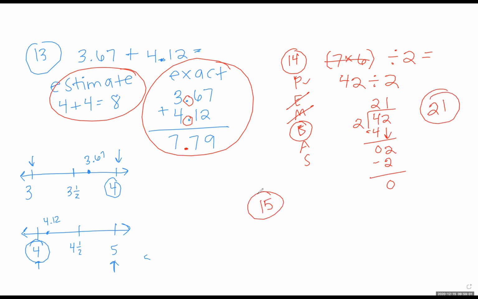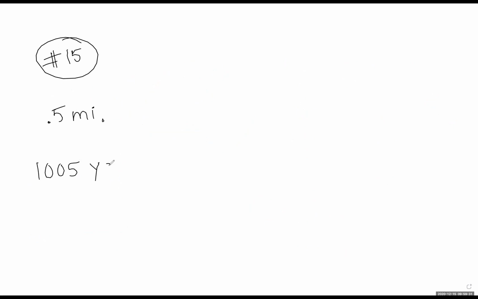Number 15, which length is greatest? A half of mile, 1,005 yards, or 2,000 feet? This is another one of those that we need to convert. I'm actually going to clear my entire board so I can do this pretty largely. So this is number 15. So we have a half a mile, we have 1,005 yards, and we have 2,000 feet.